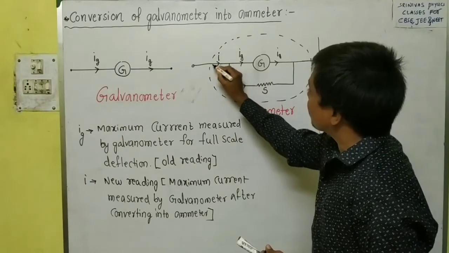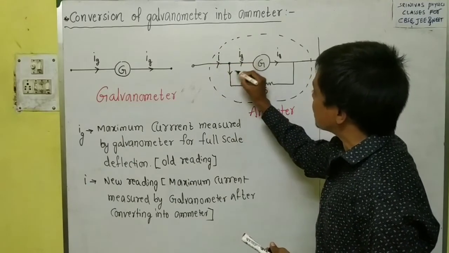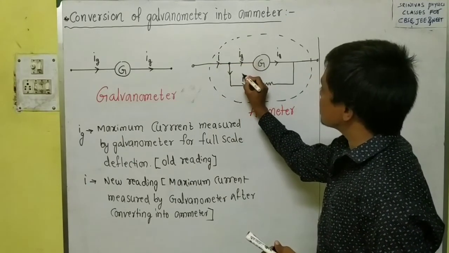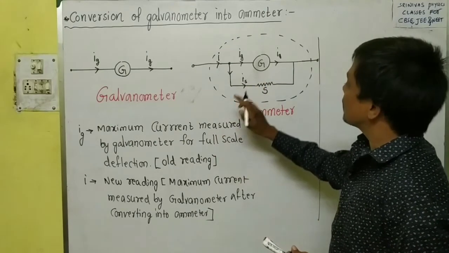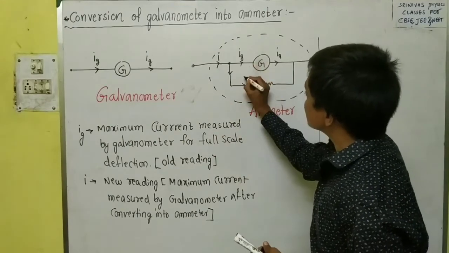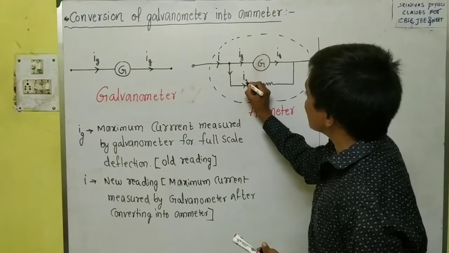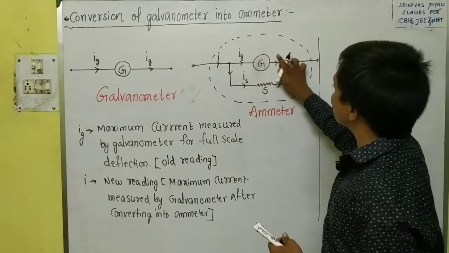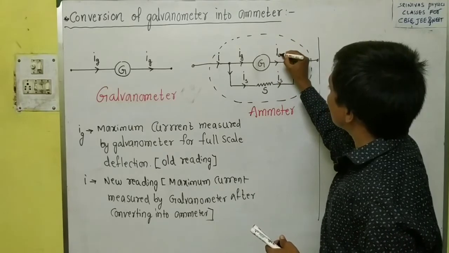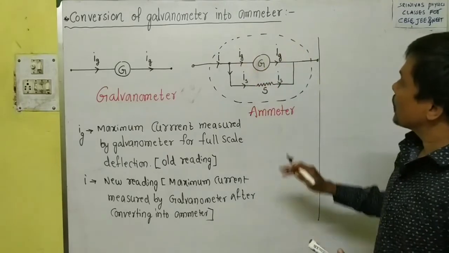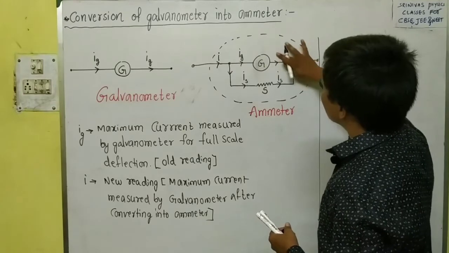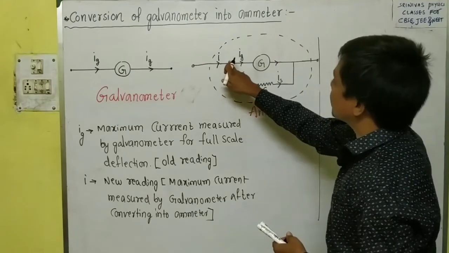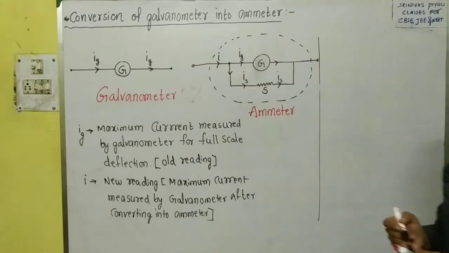After, when I come to this point, it will split into Ig and Is. This is I suffix S, this is I suffix S. This is I suffix G. What is happening here? When I comes to this point, it will split into two parts, Ig and Is.